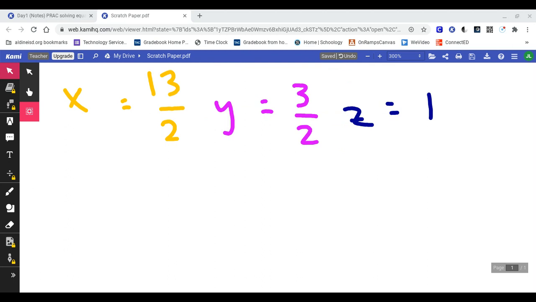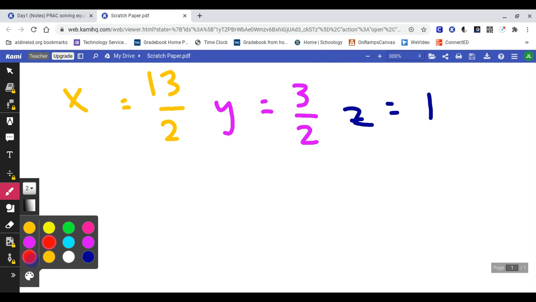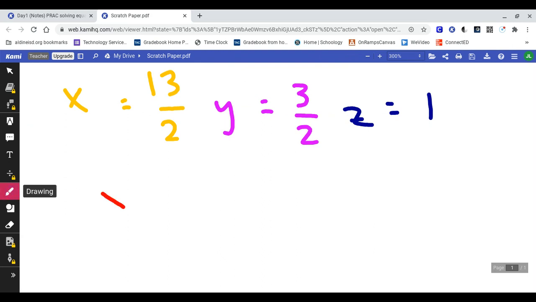All right, so my final answer for the system, I have x equal to 13 halves, y equal to 3 halves, and z equal to 1. So I can either write it just like that, or I can put it together with an ordered triple.